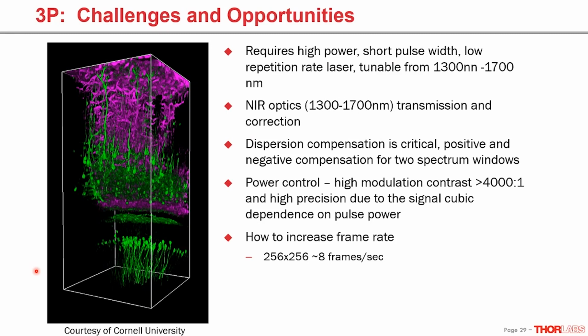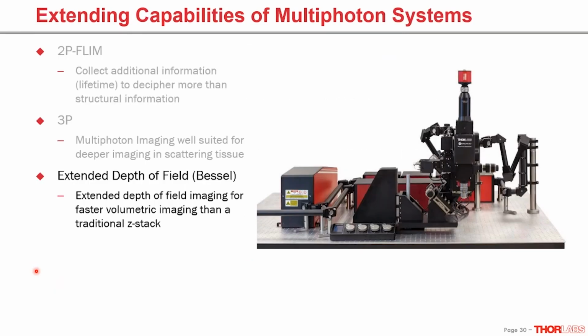Current implementations are using basically galvo-galvo scanners, so you're limited to approximately 8 frames per second. This is quite a bit slower than galvo-resonance scanners that are used for traditional 2P imaging, but nevertheless, I'm sure people will figure out how to go faster with 3P. So that finishes up what I wanted to talk about in introducing 3P.